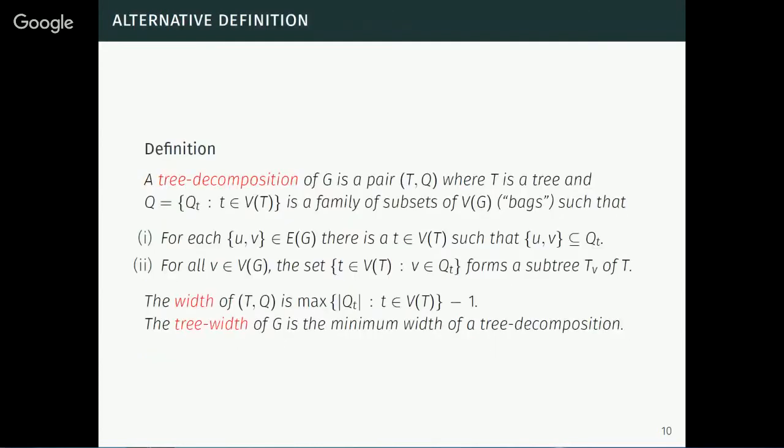Okay, why is that minus 1? It's just so trees will have tree width 1. That's the whole point. But that minus 1 is not really important. And we call the tree width the minimum width of a tree decomposition. Okay, so the best one among all of them.